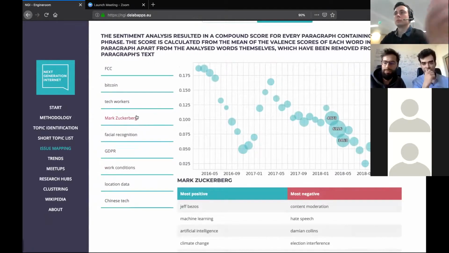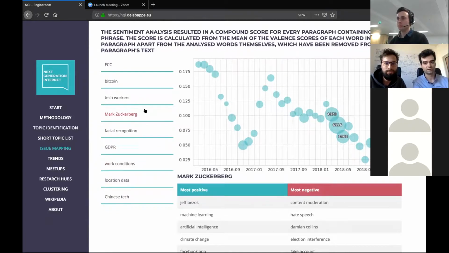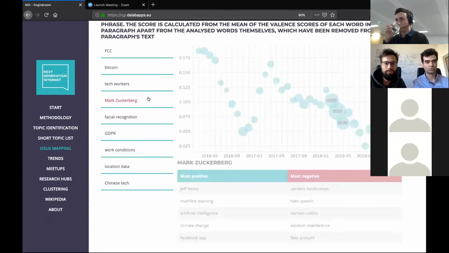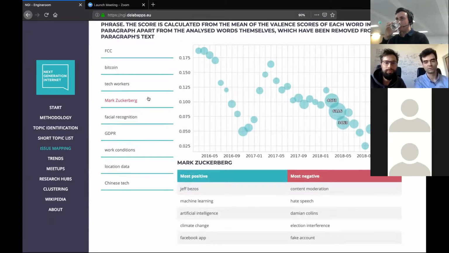Zuckerberg is a very interesting example. You can see how the different scandals related to Facebook had an impact on the discussion. So you can see two major falls. One around the presidential election in the United States, where the first fake news scandals came to the surface. Another major decline was naturally last year due to the Cambridge Analytica scandal.